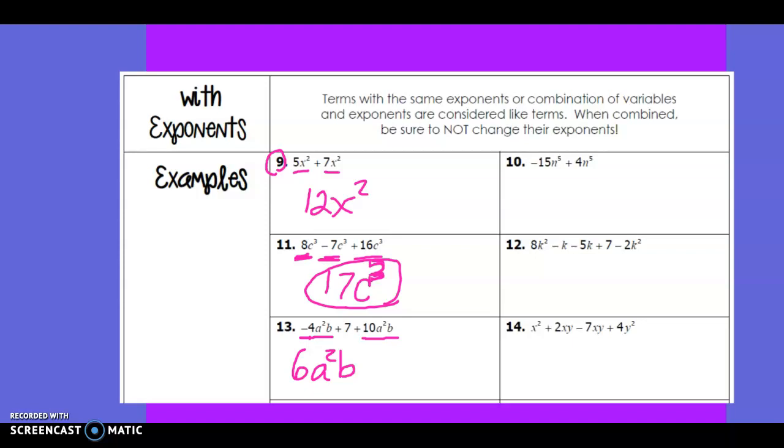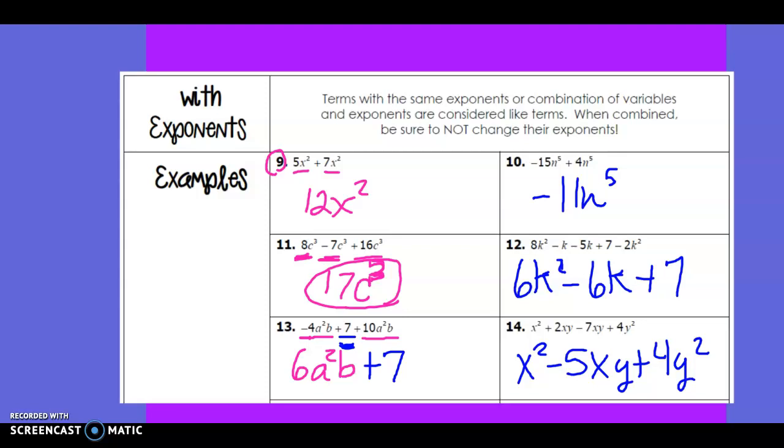So what do I do with this -7 or this +7 right here? It's a constant. There's no other constants to combine it with, so I just bring it down. And so my answer is 6a squared b plus 7. Now please try numbers 10, 12, and 14. Hit play when you are ready.